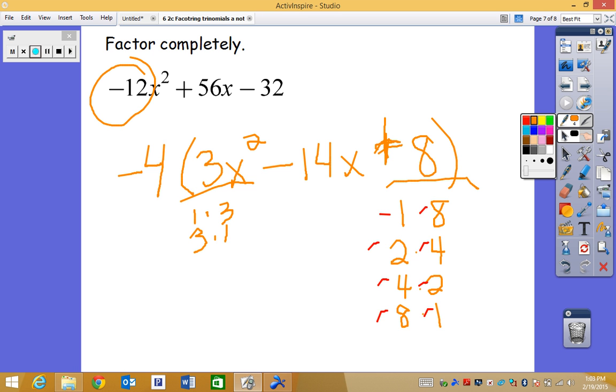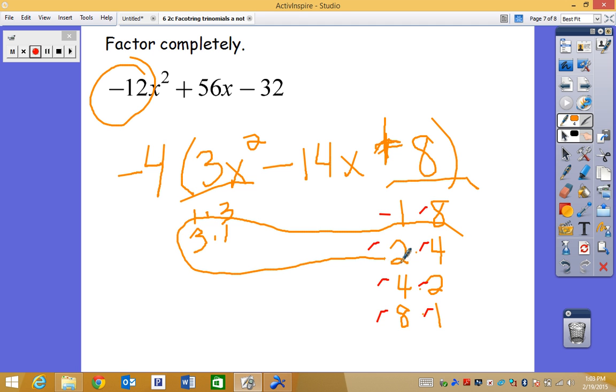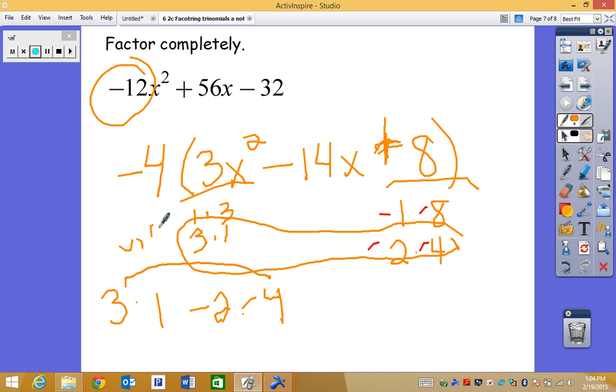So it's going to be those two. I'm just going to pull those off to the side over here. I'm going to erase this just so I have a little bit more room. Alright, so 3 and 1 and negative 4 and negative 2 are the pairs that I chose, because 3 times negative 4 is negative 12 and 1 times negative 2 is negative 2. And so those are the pairs that work best for me to add up to negative 14.